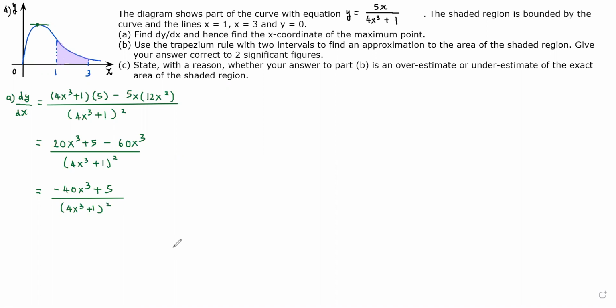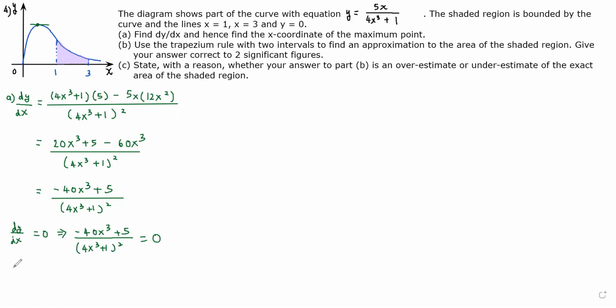The second part of part A is to find the x coordinate of the maximum point. Maximum point occurs when dy/dx is 0. So we set dy/dx to 0. Negative 40x cubed plus 5 all over 4x cubed plus 1, squared, equals 0. The numerator must be 0. The denominator can never be 0.